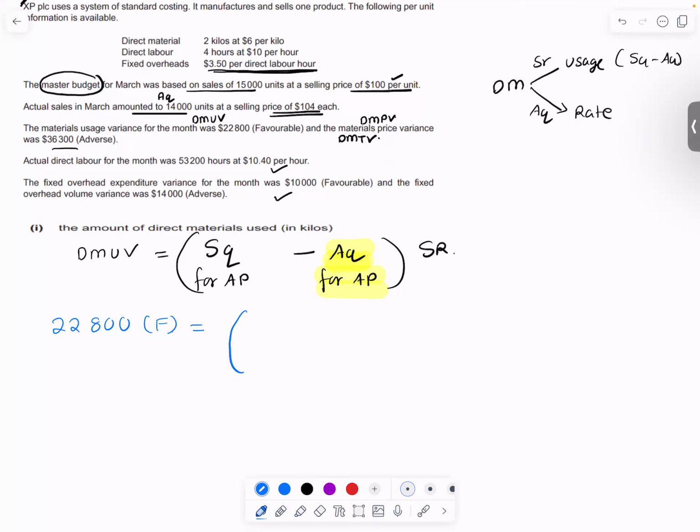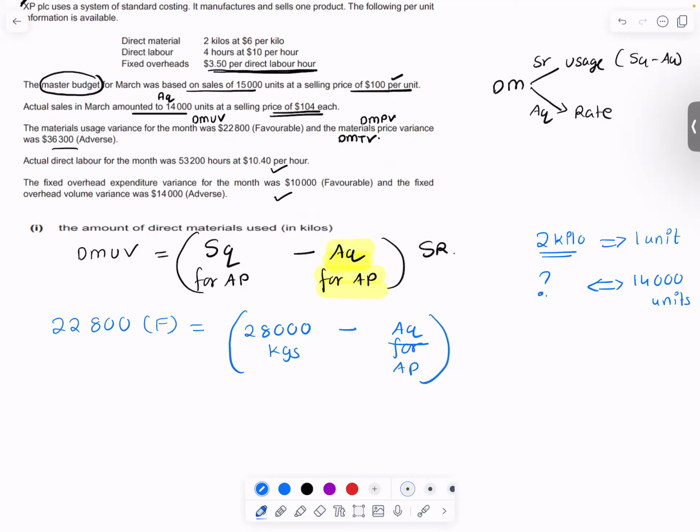Now tell me the standard quantity for actual production. It will be 2 kilos for 1 unit. The actual production is 14,000 units, so by cross multiplication, for 14,000 units, how many kilos will I use? 14,000 into 2 becomes 28,000. So I will use 28,000 kilos, minus actual quantity for actual production.